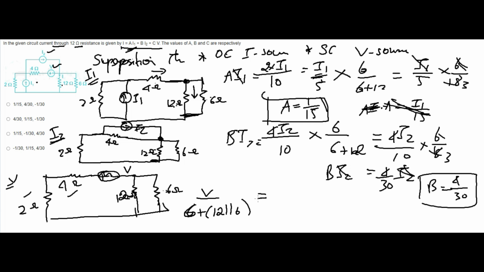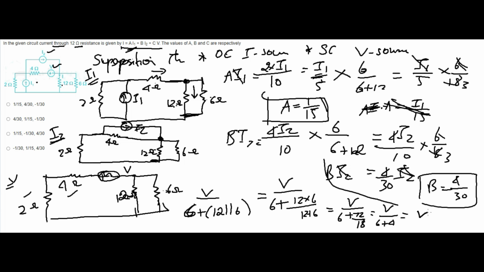So it is equal to V divided by 6 plus 12 into 6 divided by 12 plus 6, which is 18. It is equal to V divided by 6 plus 72 by 18, and then it is equal to V divided by 6 plus 4. So it is equal to V divided by 10. Is it right? V divided by 10, that is the one. So V divided by 10 is very important.